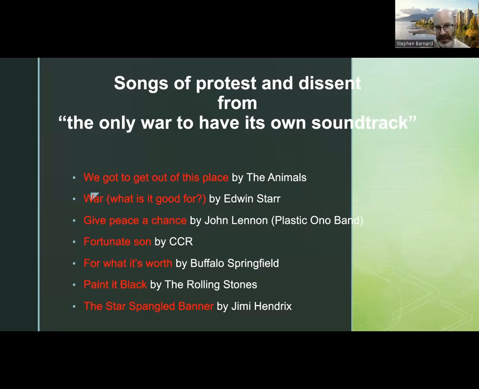We Got to Get Out of This Place by the Animals. War, What Is It Good For by Edwin Starr. Give Peace a Chance by John Lennon and the Plastic Ono Band. Fortunate Son by CCR. For What It's Worth by Buffalo Springfield. Painted Black by the Rolling Stones. And The Star-Spangled Banner by Jimi Hendrix.